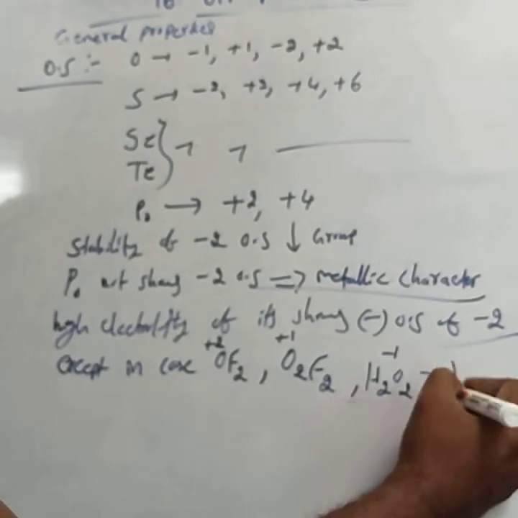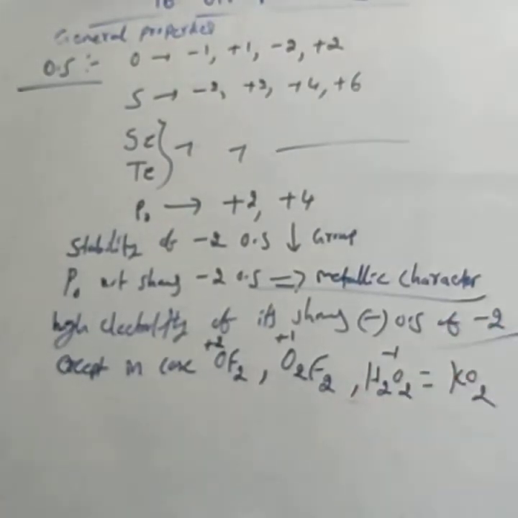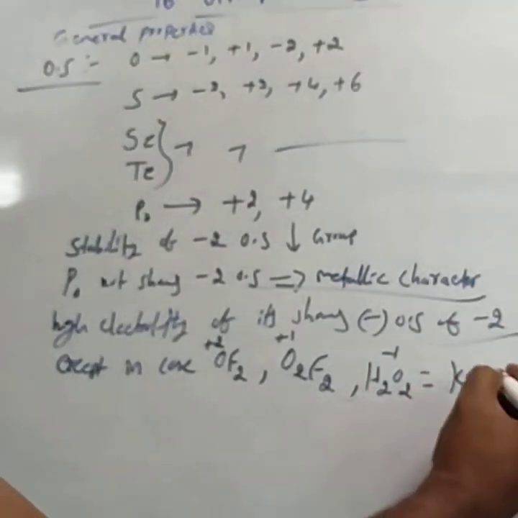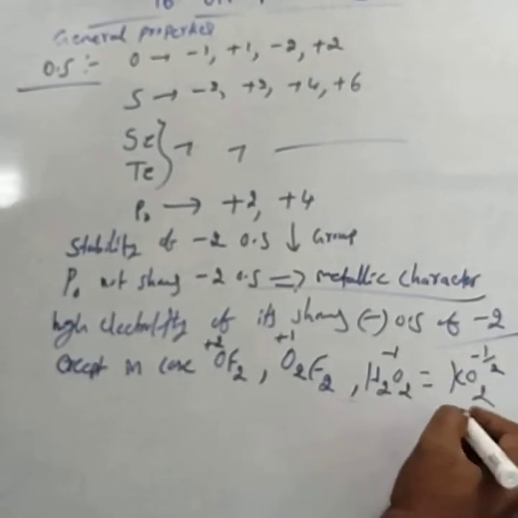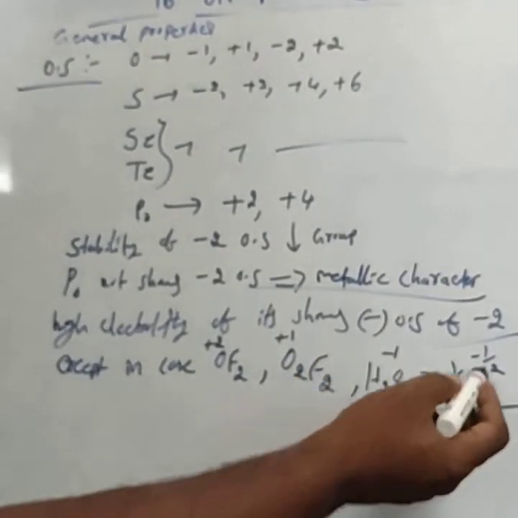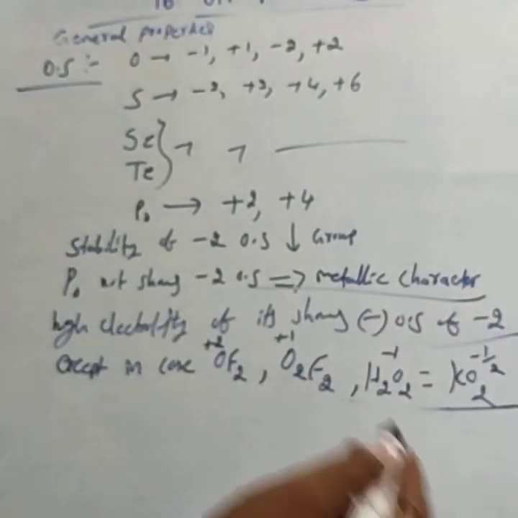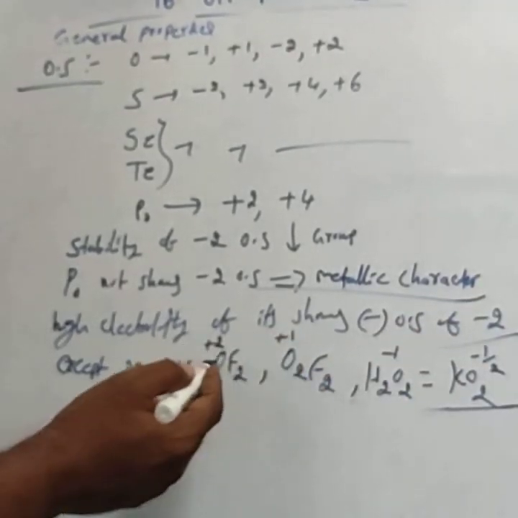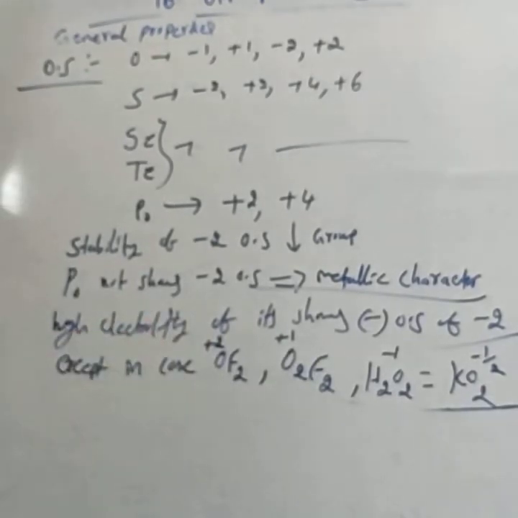And in KO2, that is superoxide, oxygen shows -1/2. In peroxide, -1. In superoxide, -1/2. In O2F2, +1. In OF2, it is +2. This is the oxidation state. Other elements exhibit +2, +4 and +6.